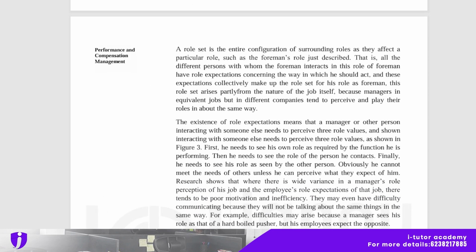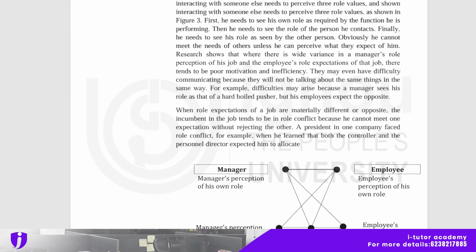A role set is the entire configuration of surrounding roles as they affect a particular role, such as the foreman's role just described. That is, all the different persons with whom the foreman interacts in this role have role expectations concerning the way in which he should act, and these expectations collectively make up the role set for his role as foreman. This role set arises partly from the nature of the job itself, because managers in equivalent jobs but in different companies tend to perceive and play their role in about the same way.